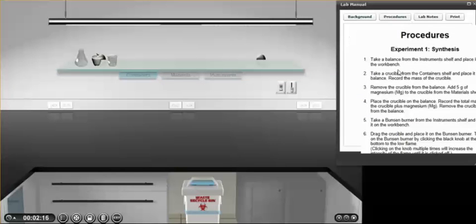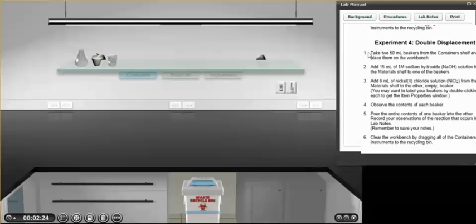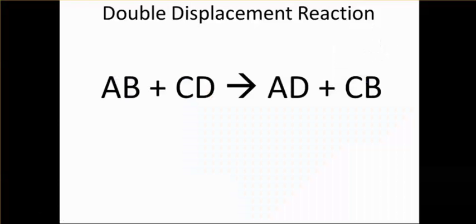The experiment I'm going to present is a double displacement reaction between sodium hydroxide and nickel chloride. A double displacement reaction is a type of reaction where part of one reactant is replaced by part of another reactant. Double displacement reactions take the form AB plus CD yields AD plus CB.